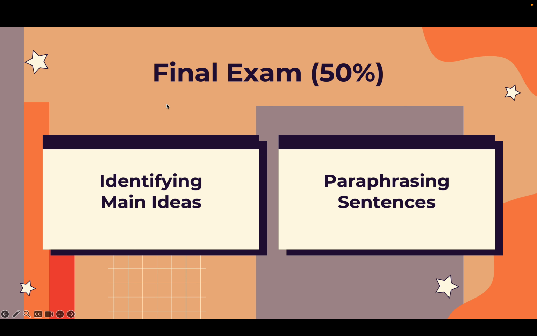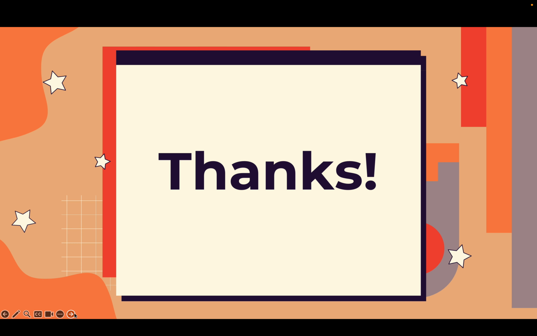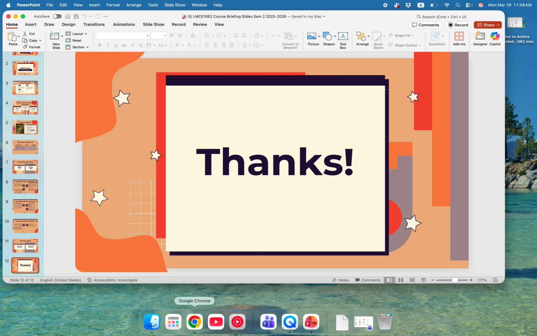For the final exam, it's worth 50%. There are only 2 parts. First part is identifying main ideas, and the next part is paraphrasing sentences. In identifying main ideas, they will be given 10 different paragraphs of different topics, and they will have to find the main ideas and supporting details for each paragraph. For paraphrasing sentences, they will just be given some sentences, and they will have to use the words in brackets to change the structure of the original sentence. Alright, that is all.